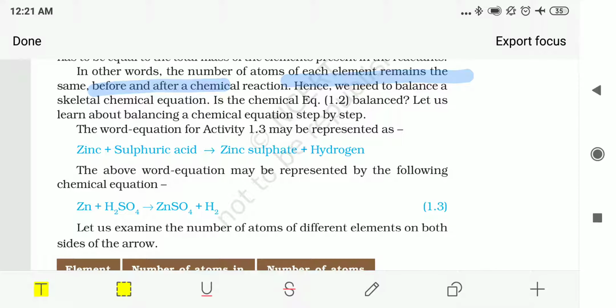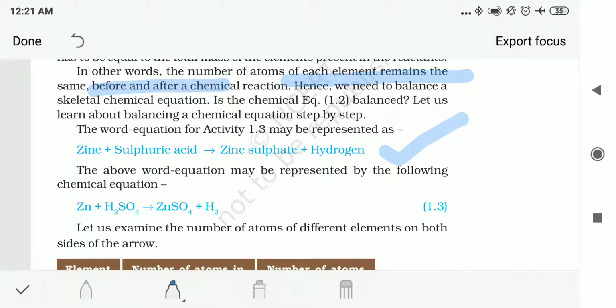The word equation for activity 1.3. We have discussed activity 1.3, and the word equation is zinc plus sulfuric acid gives zinc sulfate plus hydrogen. The above word equation may be represented by the following chemical equation. We can represent this word equation in the form of symbols, as you can see in equation number 1.3: Zn, the symbol for zinc, plus H2SO4, sulfuric acid, gives ZnSO4, zinc sulfate, plus H2, hydrogen.